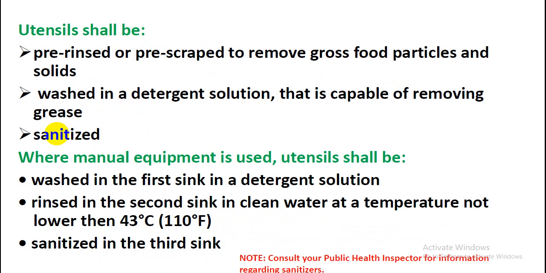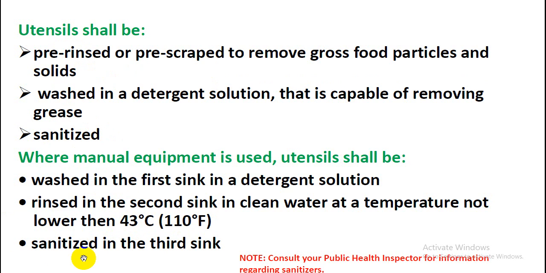I hope that all our restaurants in Gaza are doing that. I hope that each restaurant has 3 sinks at least, or 2, but I don't know. Anyway, this manual equipment should also use a certain type of hot water. This is the process of washing.